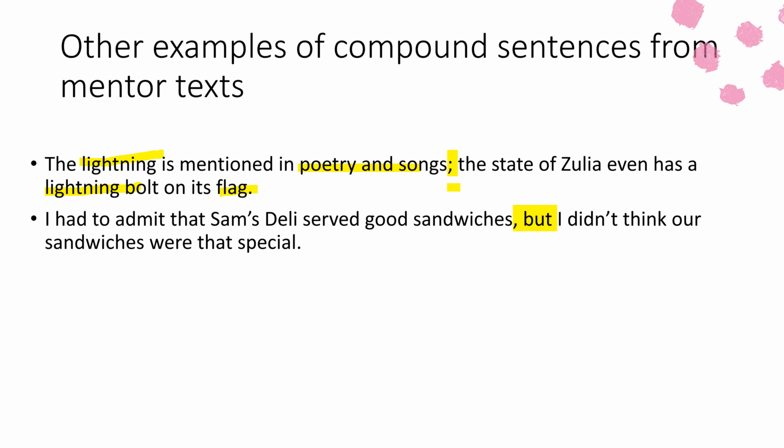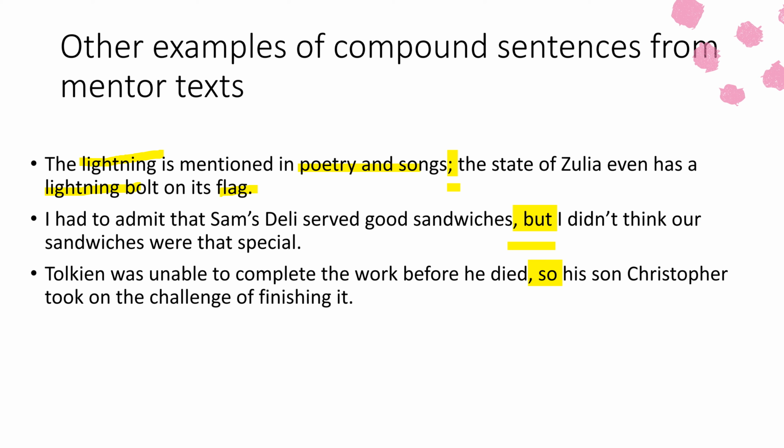Next example. I had to admit that Sam's Deli served good sandwiches. That is a complete sentence. And here we have a conjunction, but I didn't think our sandwiches were that special. So but is the correct conjunction to use because you have contrast of thought.